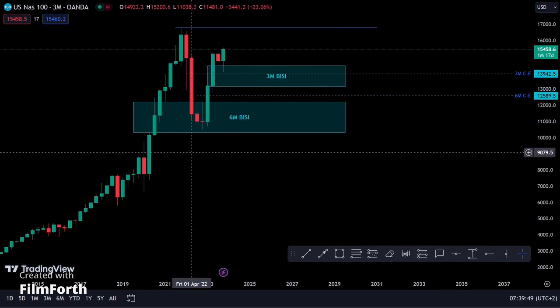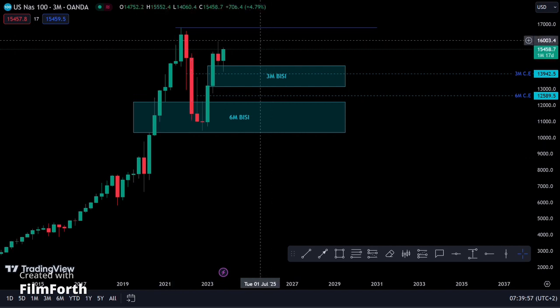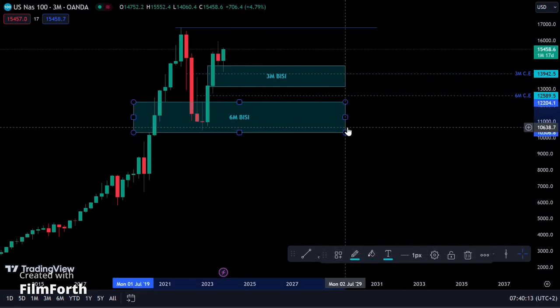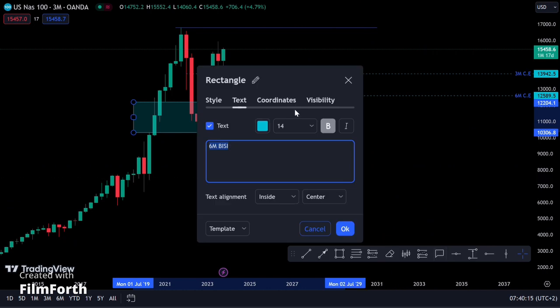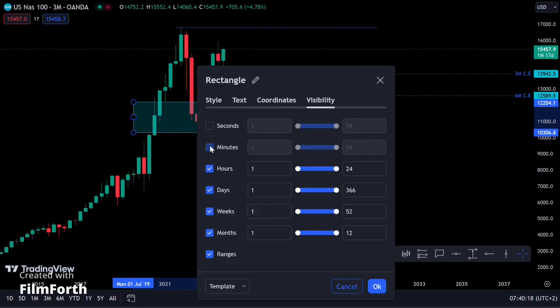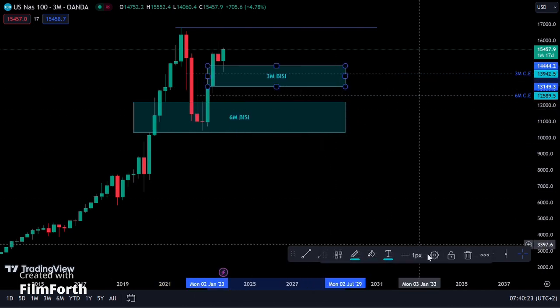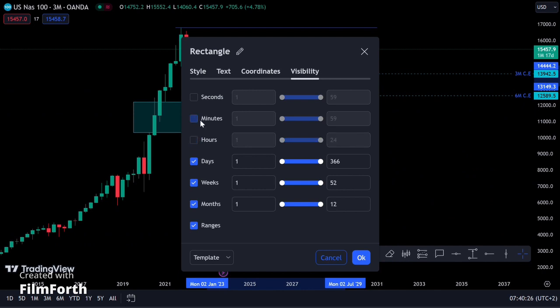Oh, for those wondering what's a busy, it's buy side imbalance, sell side inefficiency. It's another way of putting the fair value gap. It's easier to remember than rather than having fair value gap everywhere. So it's gonna confuse you when you look at it on a lower time frame, because there's gonna be a lot. Oh, let me fix the visibility of this too, so that when we get to the lower time frames, it doesn't show. These two are gonna stop by days.